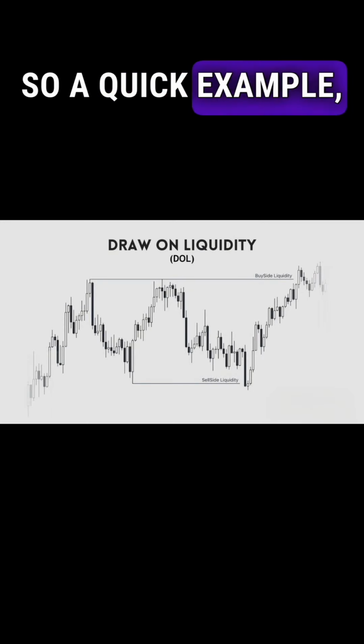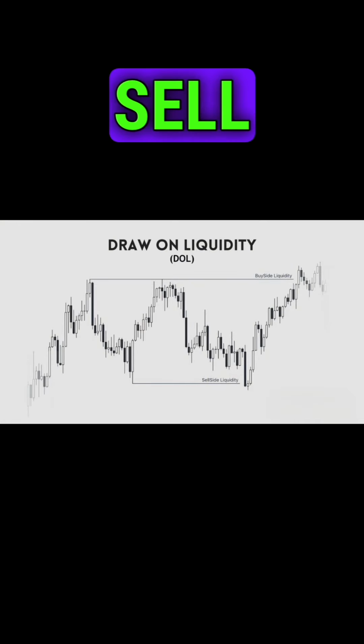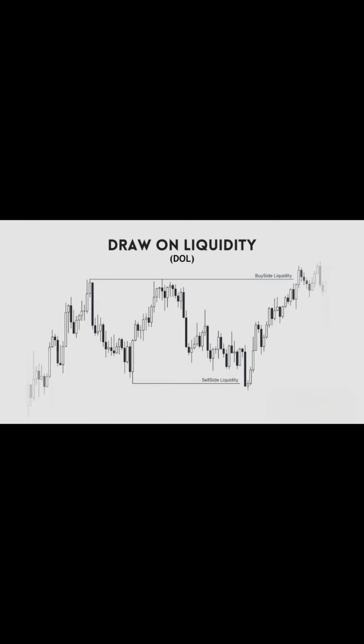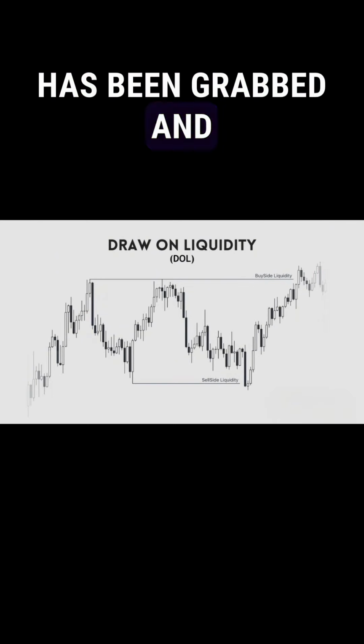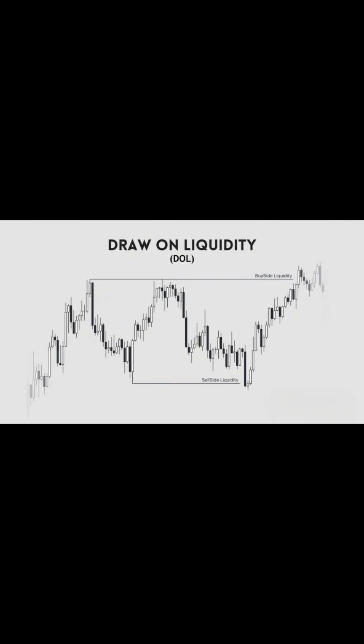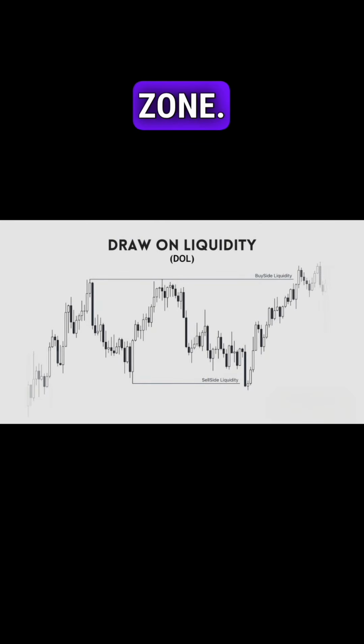So a quick example, let's say price drops into a sell side liquidity zone, triggering a wave of sell orders and clearing out stop losses. You see a sharp reversal, signaling that liquidity has been grabbed and price is now likely to rally up. You could enter a long position here with your target set at the buy side liquidity zone.